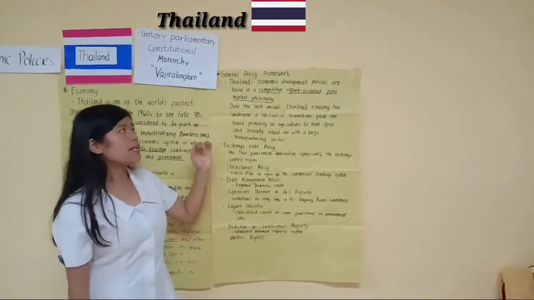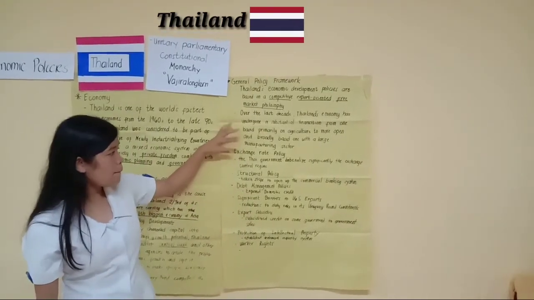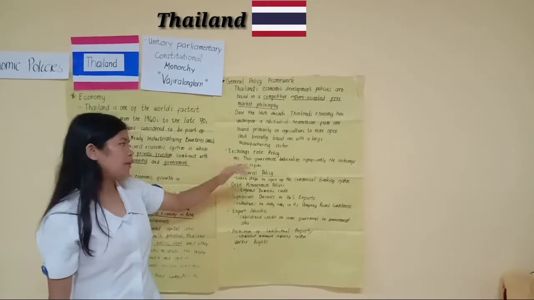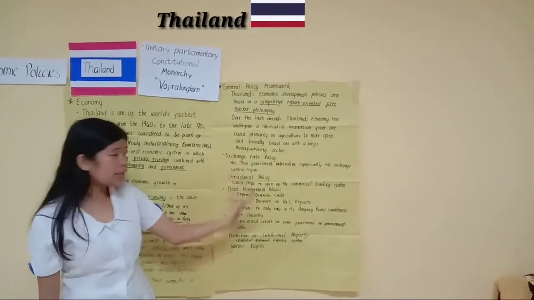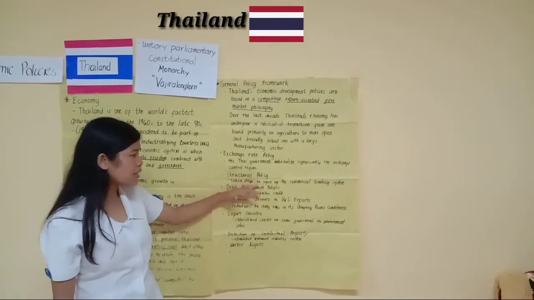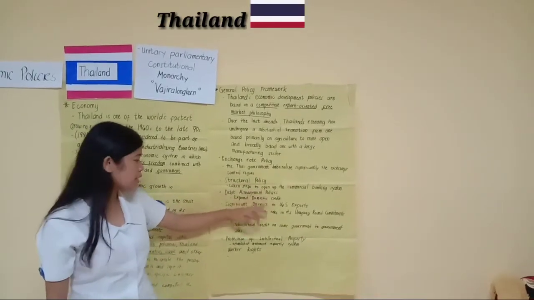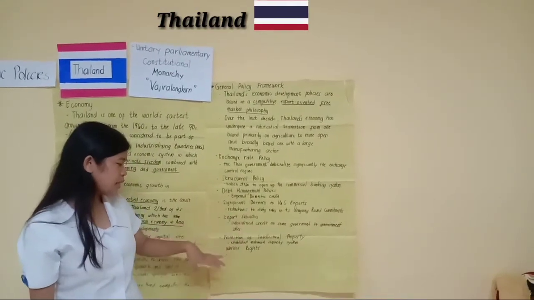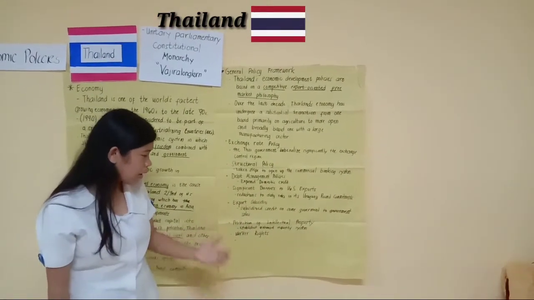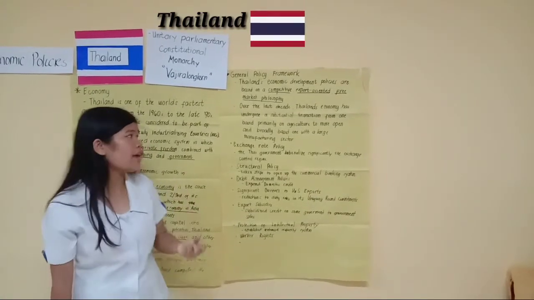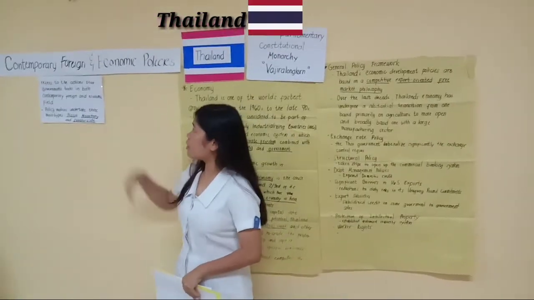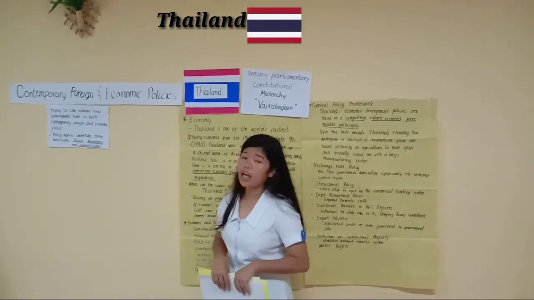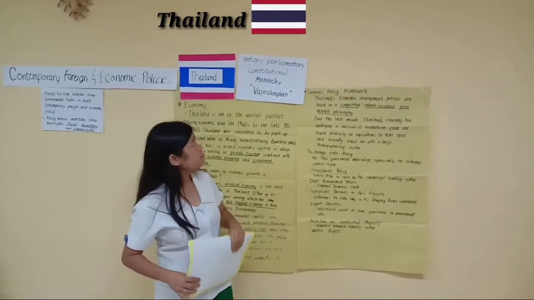In the general policy framework, they have some policies undertaken on this particular topic. First is the exchange rate policy. They have their structural policy, the debt management policy, the significant barriers to U.S. exports and export subsidies, protection of intellectual property, and workers' rights. So far, that is the short discussion of the contemporary foreign and economic policies of Thailand.